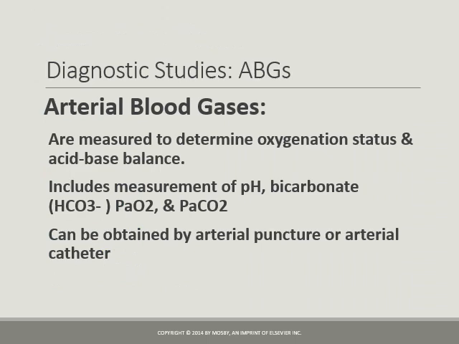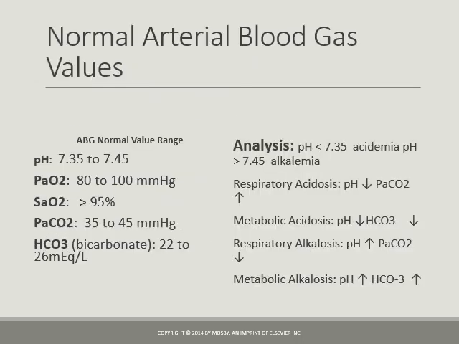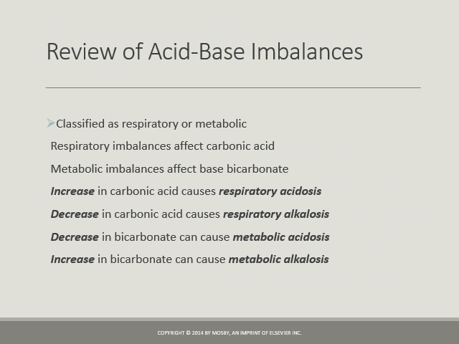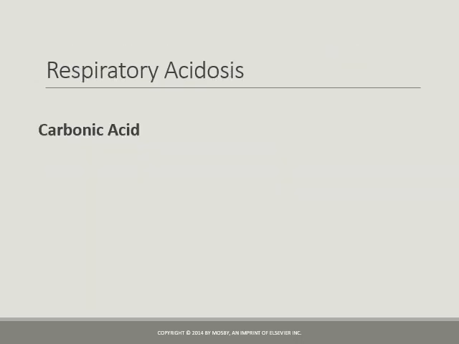ABGs, this you can read over on your own, including mixed venous blood gases. So that's drawn from a pulmonary artery catheter, and we look at the venous blood. And the rest of these I'm going to zip through because these are all acid-base imbalances, and you can review these on your own. The regular PowerPoint will also be posted.